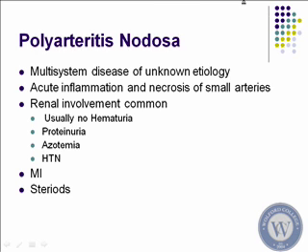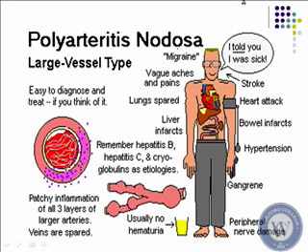Polyarteritis nodosa is a more rare syndrome. It's a multi-system disease. It causes acute inflammation of the small blood vessels. It causes renal involvement leading to hematuria, proteinuria, and hypertension. Treatment includes steroids. How do you actually diagnose this? It's actually difficult unless you think about the whole picture.